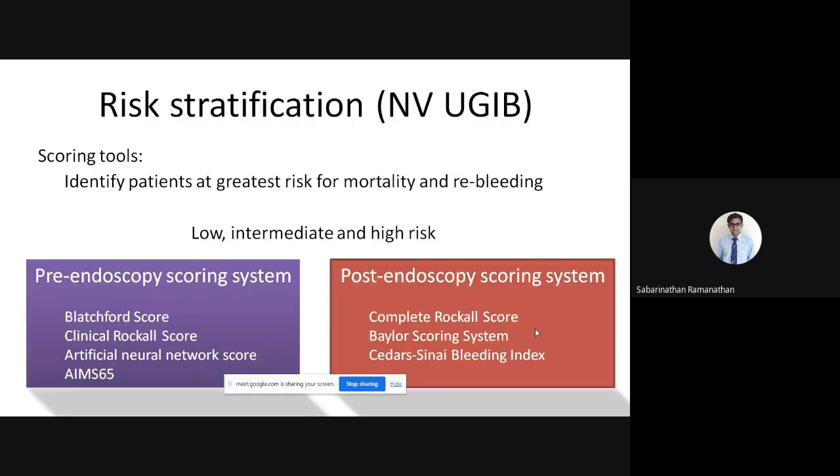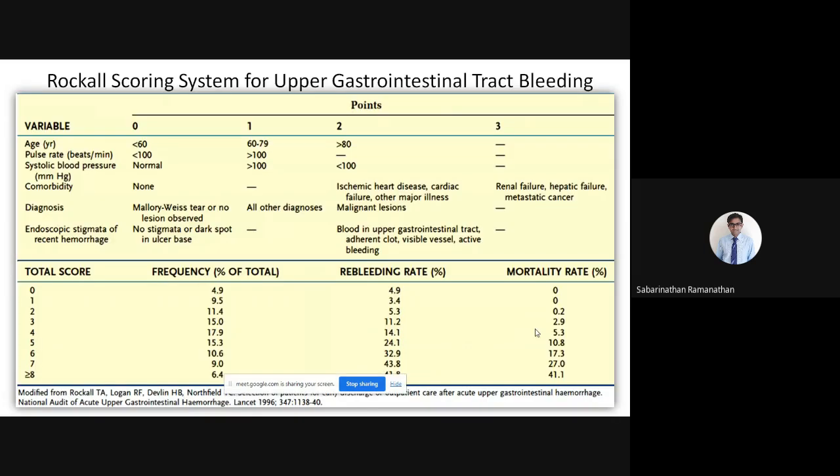So when we have a patient with upper GI bleed, we do risk stratification. We have various scoring systems like Blatchford, Clinical Rockall score, and AIMS65, and these are pre-endoscopy scoring systems. Some scoring systems are post-endoscopy, like Complete Rockall, Baylor scoring system, CURE, and NSI. These are all the various scoring systems used for upper GI bleed.